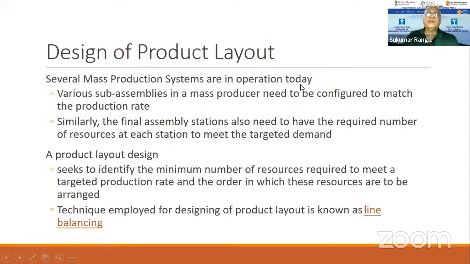Several mass production systems are in operation today, right? So various sub-assemblies in mass production need to be configured to match the production rate. Similarly, the final assembly stations also need to have the required number of resources at each station to meet the targeted demand.